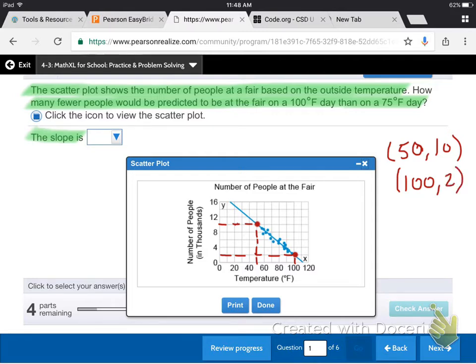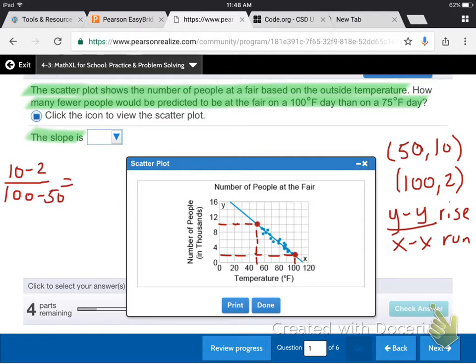Now the way to solve for the slope is to take y minus y and divide by x minus x. If you remember, this is the rise and this is the run. Do you remember that? So I'm going to come over on the left-hand side and do this. We're going to take 10 minus 2 and divide by 100 minus 50. And that's 8. Oops. Nope, hang on.